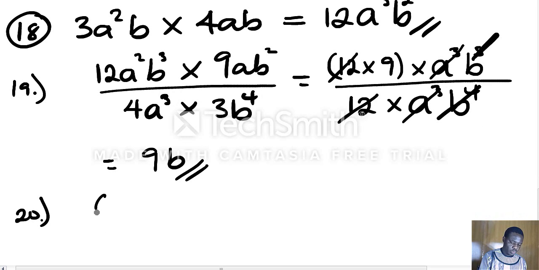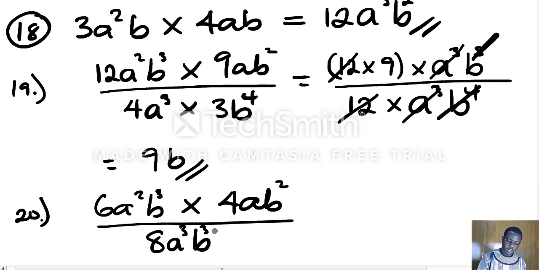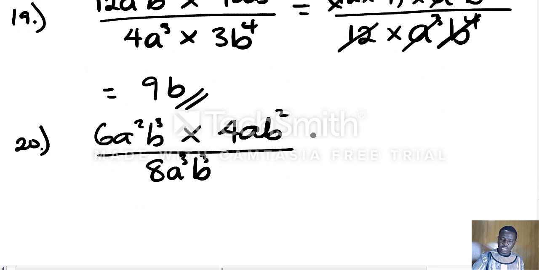Number 20 is going to be 6a squared bq times 4ab squared to be divided by 8a cubed b cubed. So this is equal to, do the same and divide. b cubed will divide b cubed.